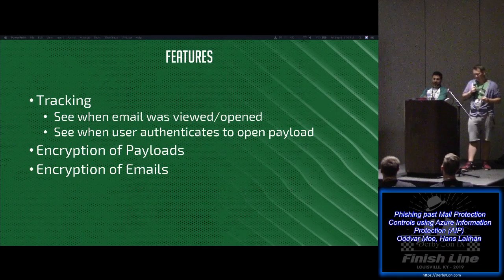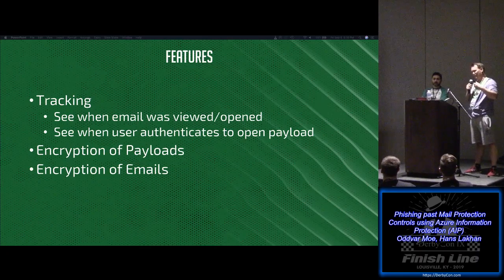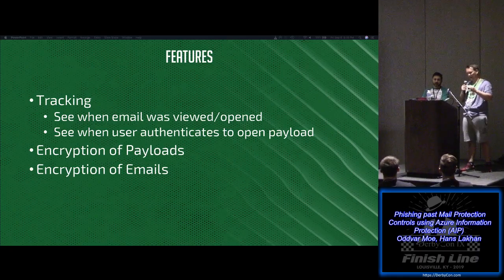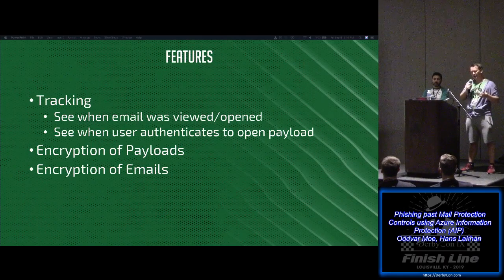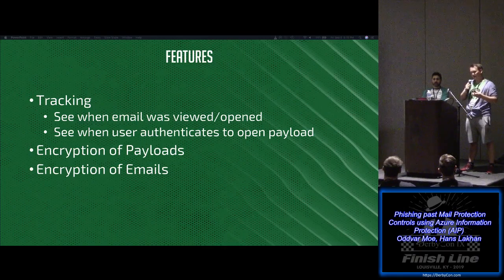Right, so features are basically tracking. That's really cool when you send a phish and you can actually see if someone tried to open the document. We also got a demo of that in the end. So I can see if the email itself was opened or viewed. I can also see when a user authenticates and tries to open the payload itself. I can see if it was a success or if it failed. So if someone from the IR response team is trying to reverse it, I can see that they are denied access, for instance. So that's pretty useful. And also, of course, the main feature that we use it for is encryption of payloads and emails.